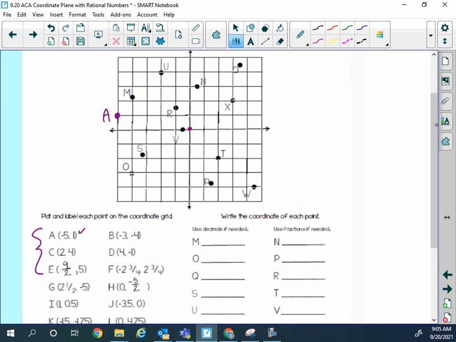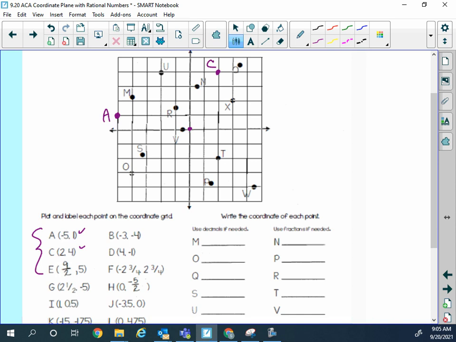And then up 4. 1, 2, 1, 2, 3, 4. Put a dot. And that's letter C. I want to hear from that far side of the room over there. How do we do E? Well, first I've got a problem here. What's that? Yeah, 9 over 2.